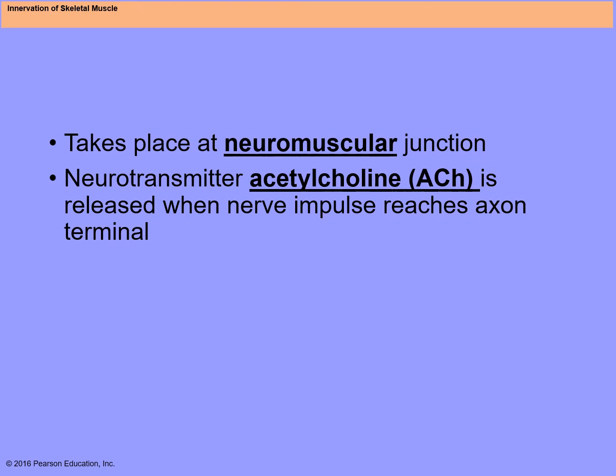So where does the activation take place? At the neuromuscular junction, where the neuron comes in and connects with the muscle. Now, it's not directly touching it, but it can stimulate it. The neurotransmitter, such as acetylcholine, is going to be released when the nerve impulse reaches that axon terminus.